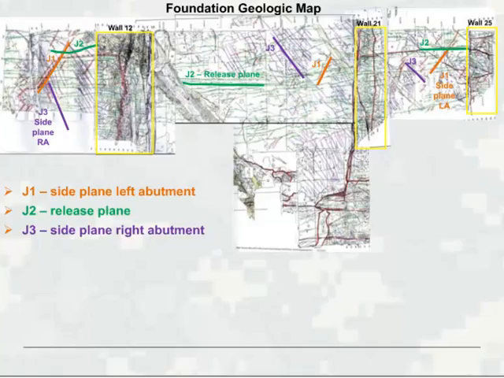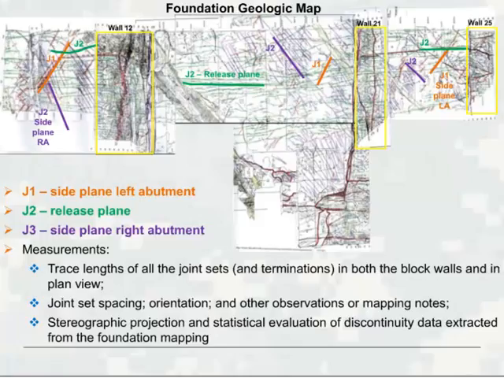So we have to consider, how does a rock wedge sitting on a flat shear surface have to dislodge? You have to free it from the foundation along some other kind of discontinuity. So these side planes, the ones in orange and purple, became very important when we start looking at how this block becomes removable. So we have to understand something about trace lengths, spacing, orientation.